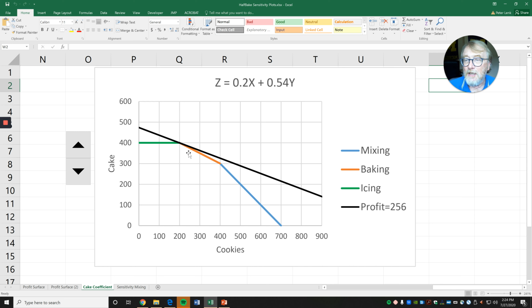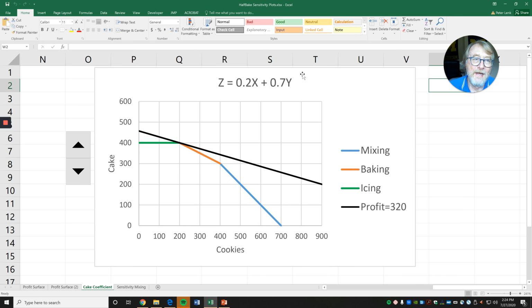Okay, but notice that the icing constraint is going to be binding, right? Because I'm going to ice all the cake. So that's always going to be binding in this particular solution. So I'm making more and more money, right? But now I'm at a different solution point at 200 and 400. Okay. And we can go up farther, to 0.7. So I'm making a lot of money on cake now.